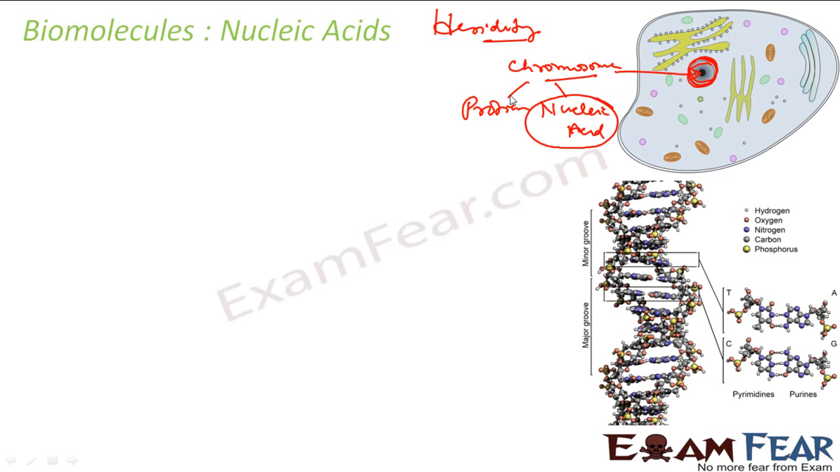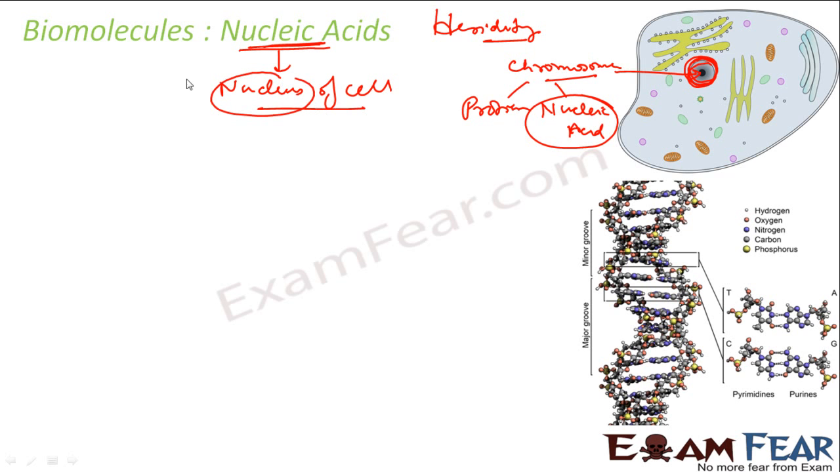Now the question is, why is it called nucleic acid? The answer is pretty easy. Any guess? Because the nucleic acids were found in the nucleus of the cell. Since they are found in the nucleus of the cell, they are called nucleic acid. Correct? So this heredity is because of the nucleus, inside the nucleus the chromosome, and the chromosome is made of proteins and nucleic acid.